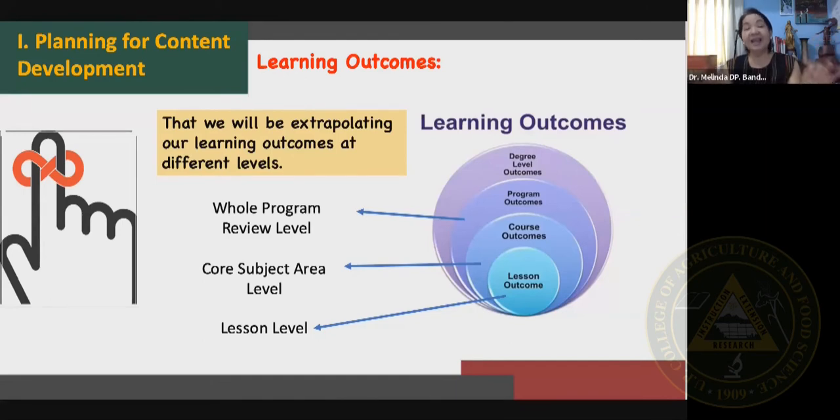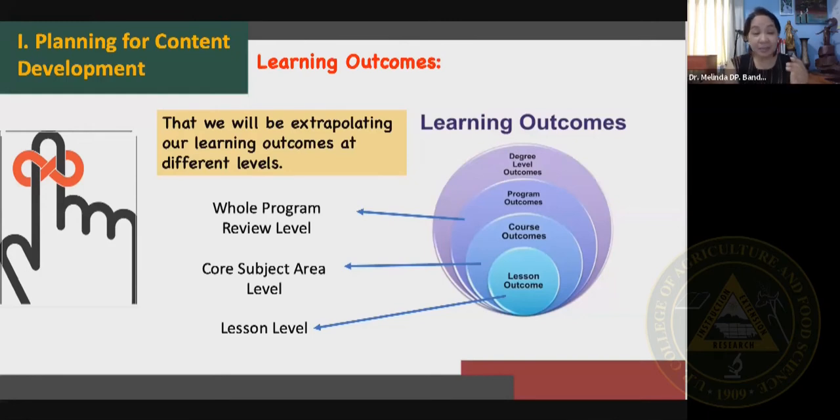'Di ba? And there should also be the lesson level learning outcomes. So dito papasok yung dapat nilang matutunan, ano yung mga topics, ano yung mga lessons na content knowledge na dapat nilang ma-acquire, ma-review, di ba? Kasi ito yung usual na itinatanong doon sa licensure exam. So kailangan ma-identify natin yan, and that is a very important aspect when we plan for our content development.